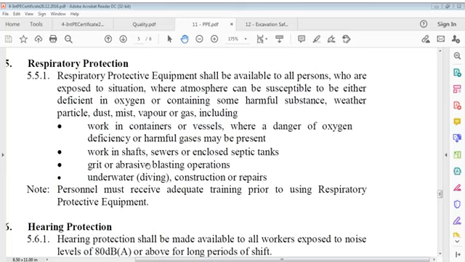Work in shafts, sewers or enclosed septic tanks. Grit or abrasive blasting operations. Underwater diving, construction or repairs. Personnel must receive adequate training prior to using respiratory protective equipment.